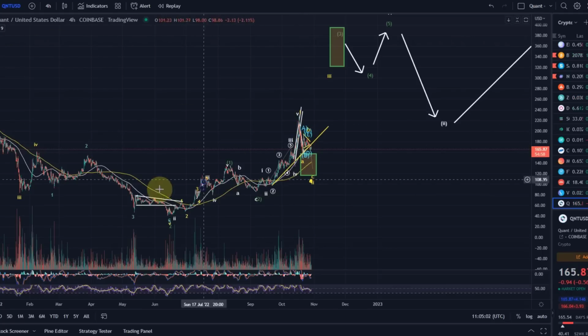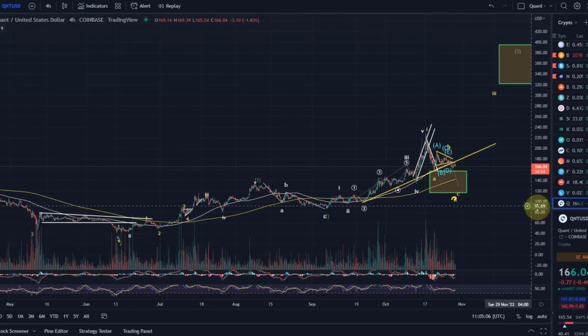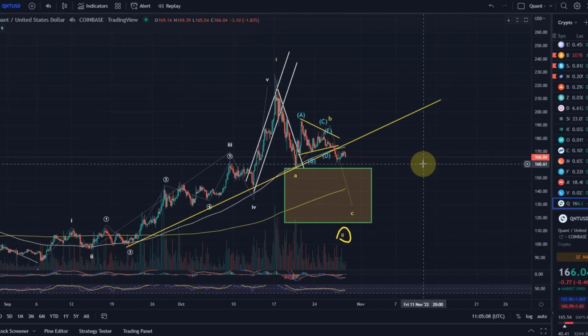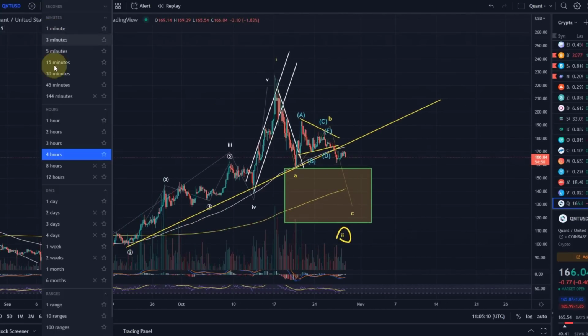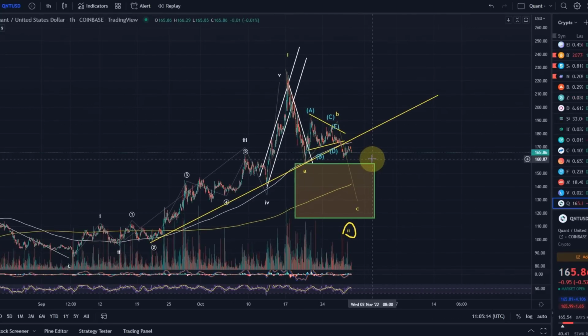So let's zoom in. That means the uptrend is ongoing and we will push higher. That is currently my expectation. However, in the very short term, the expectation is to actually come down a little bit lower. Another piece of evidence for that is that Quant hasn't really participated in any of the rallies in the last few days.